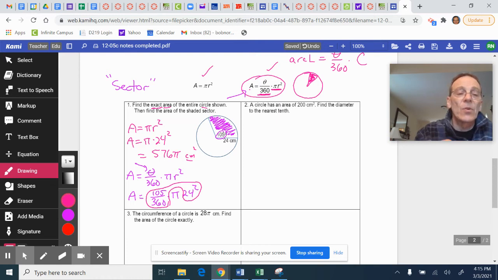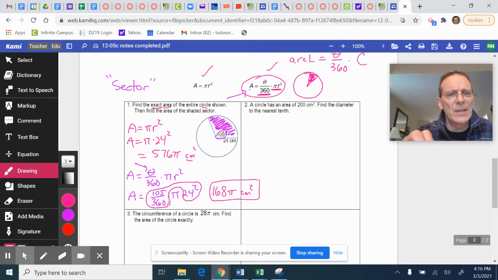Okay, so 105 divided by 360 times 24 squared, that's 576 times 7/24. And so that's going to be, I'm going to say 168 pi square centimeters. If I did all that arithmetic in my head correctly, I'm pretty sure that I did. Okay, you can check me with a calculator. All right, write down the formulas, then plug things in.